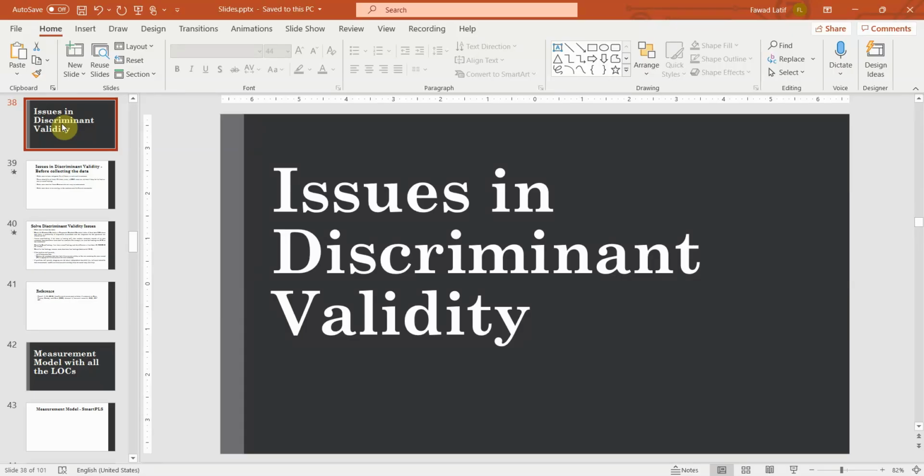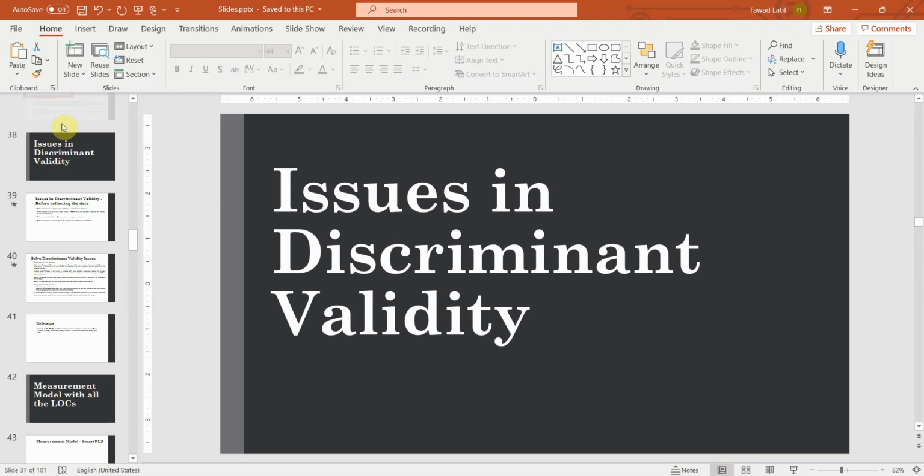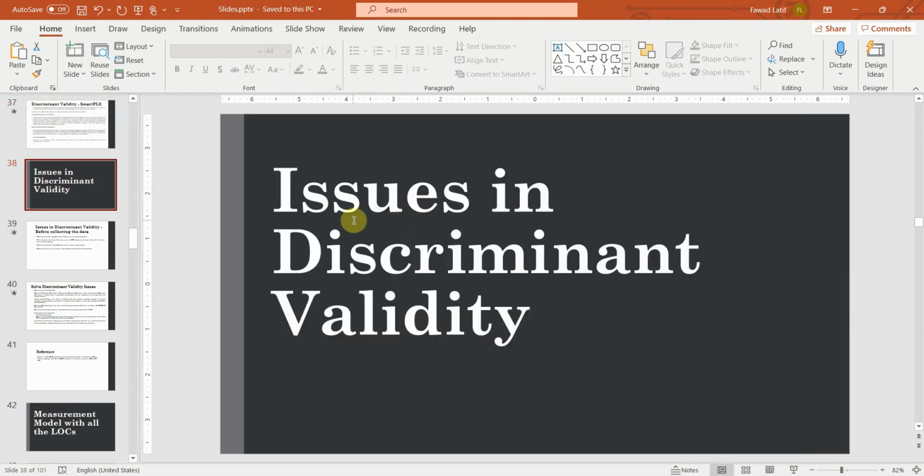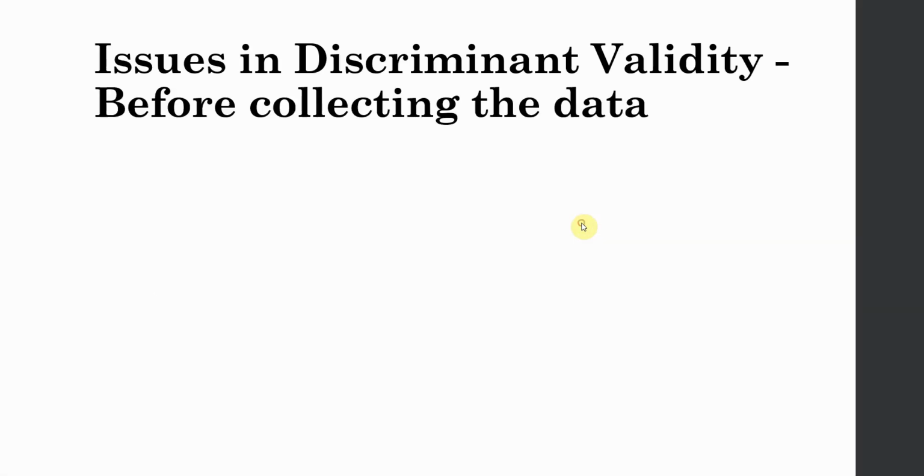In the last session, we talked about discriminant validity and how to assess it using the Fornell-Larcker criterion, the heterotrait-monotrait ratio, and cross-loadings. In this session, I'm going to talk about what shall be done if there are issues in discriminant validity. Here are a few steps that one might take if you are facing issues in discriminant validity.